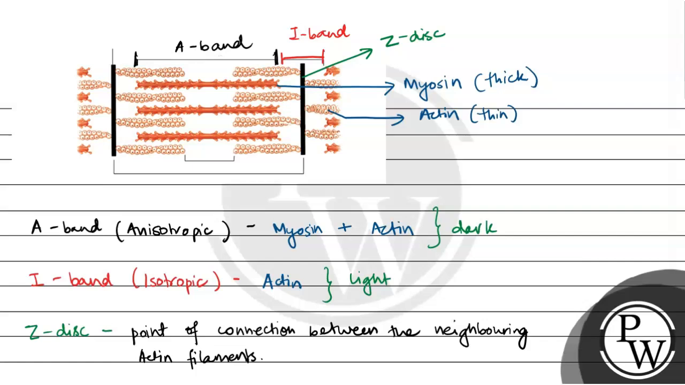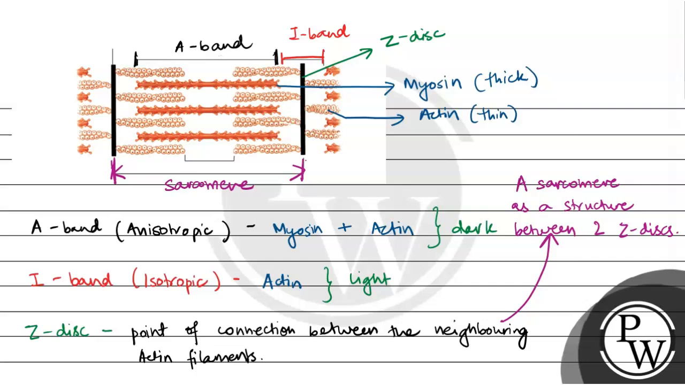With respect to this, a sarcomere is also defined with respect to the Z discs. So a sarcomere can be described as a structure between two Z discs. This right here, from this to this region, will be called a sarcomere.